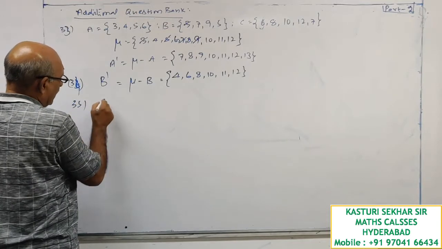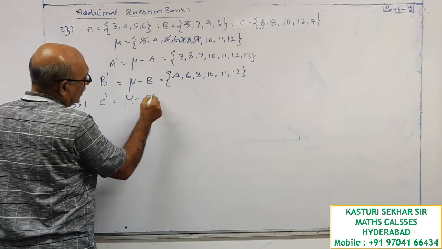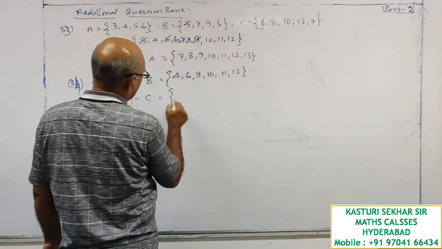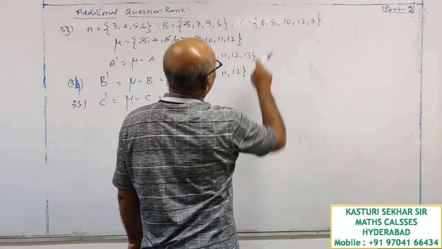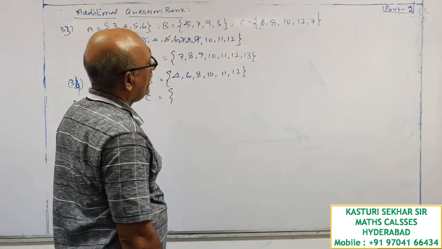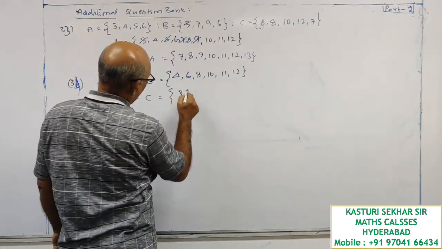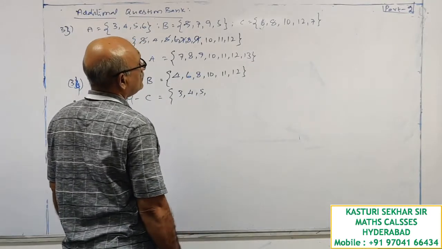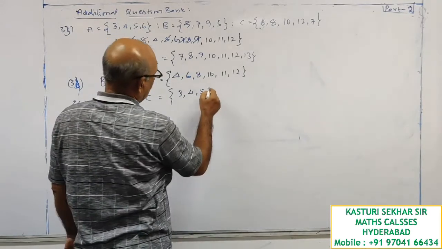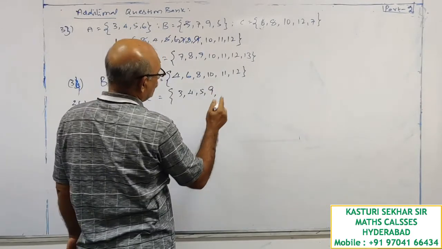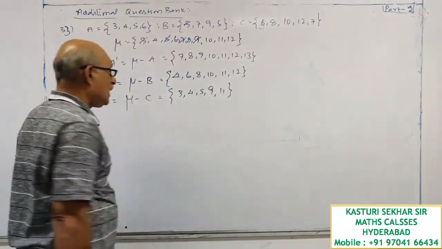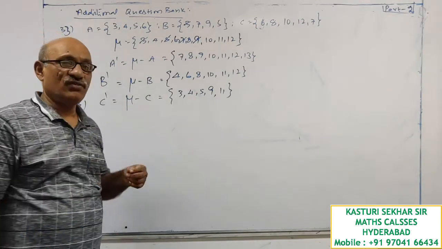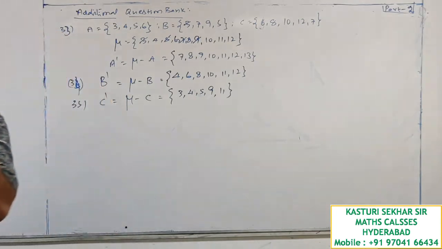Now question number 35, C complement. So universal set minus C. I have to exclude 6, 7, 8, 10, 12. So 3, 4, 5, 6 I have to exclude, 7 also, 8 also. So it is having 9, 10 also you have to leave, 11. 3, 4, 5, 9, 11. Elements which are in the universal set but not in C.